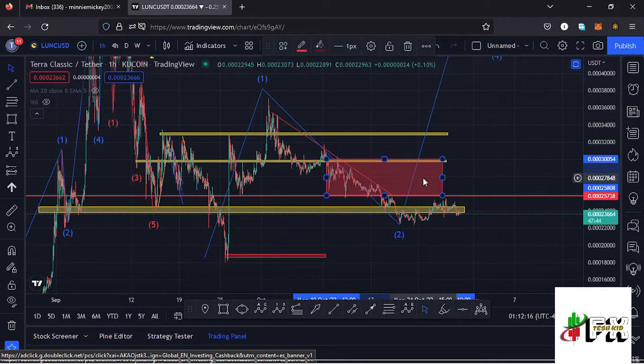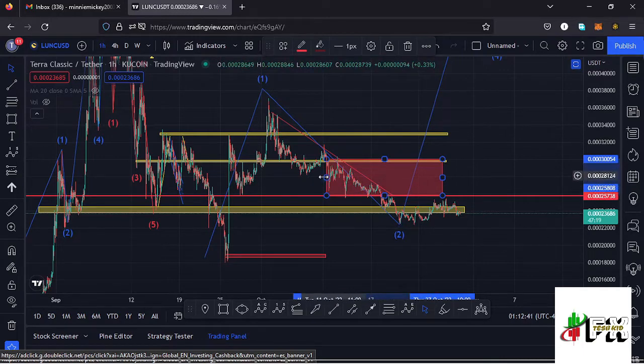We even managed to break out of the target area to the lower side, and after seeing that breakout, we have also lost a key area of support at around the $0.00023 mark. And after losing that key area of support, we are trying to get back above that key area of resistance, and I'll be getting into that in a few.